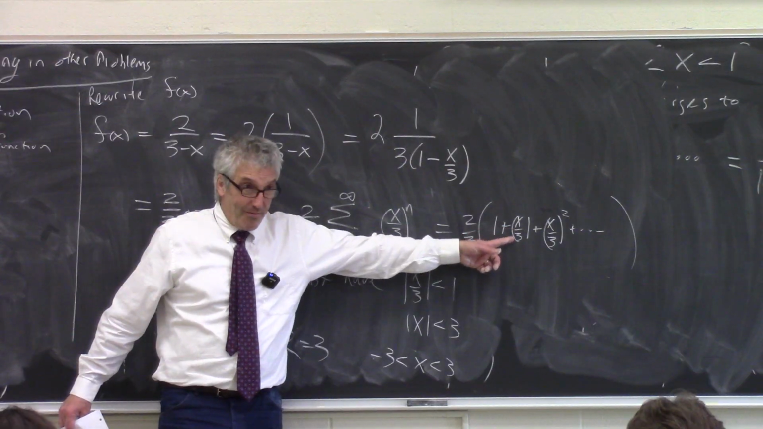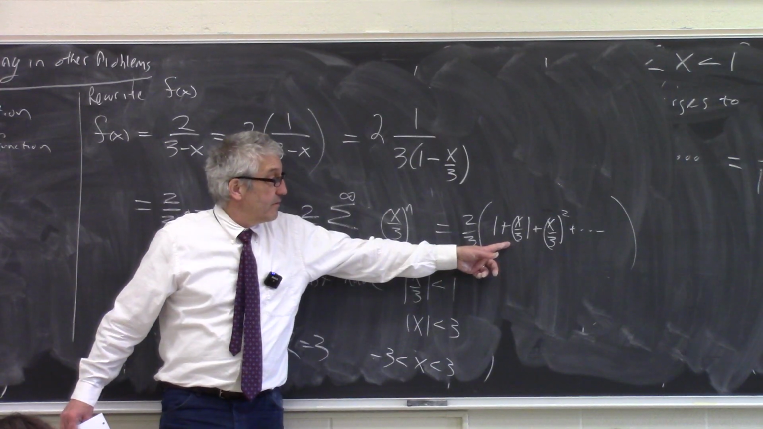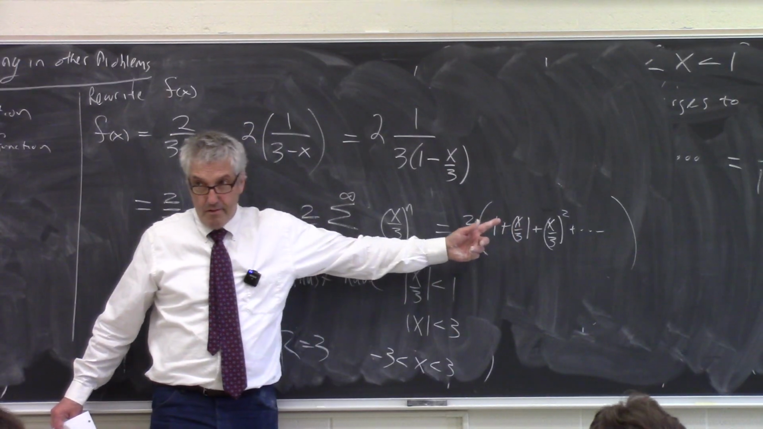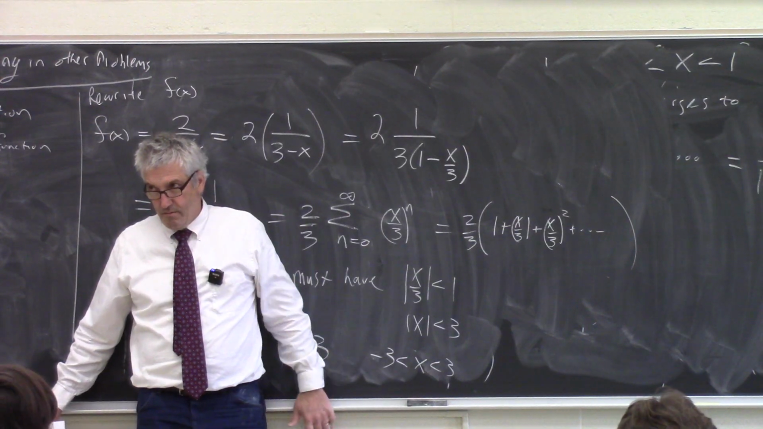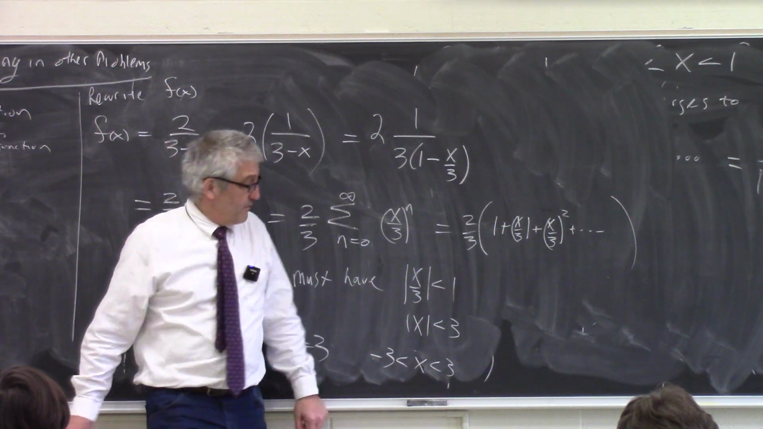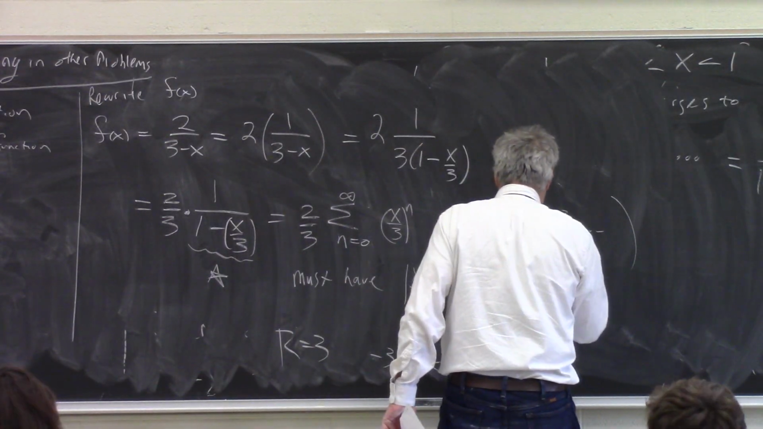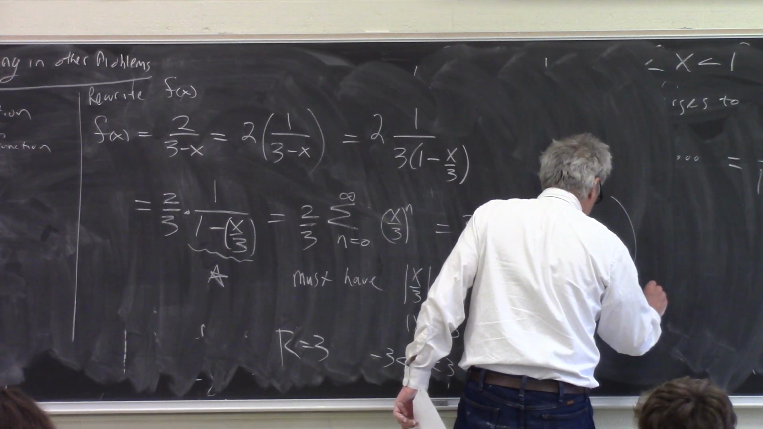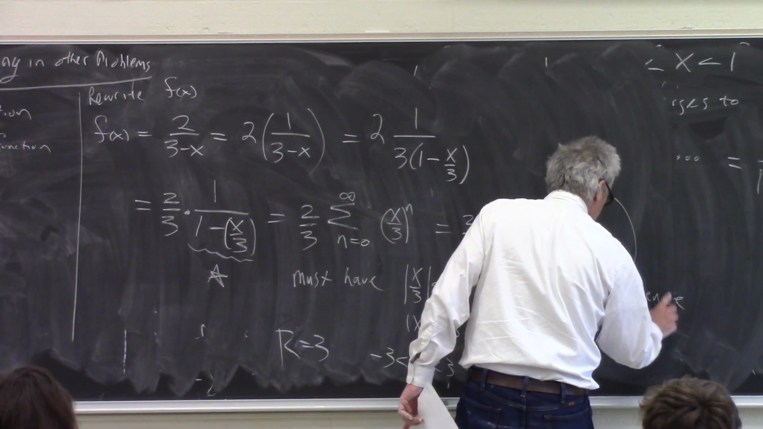What about when x is equal to -3? So I'd have 1 plus -3/3 plus -3/3 squared. Chase? So does that converge? No. So the radius of convergence is 3, and the interval of convergence is -3 to 3 without the endpoints.